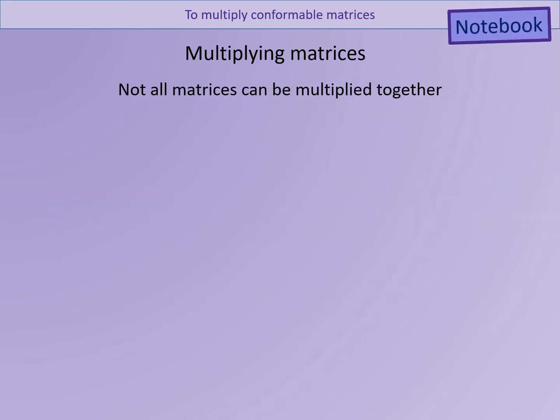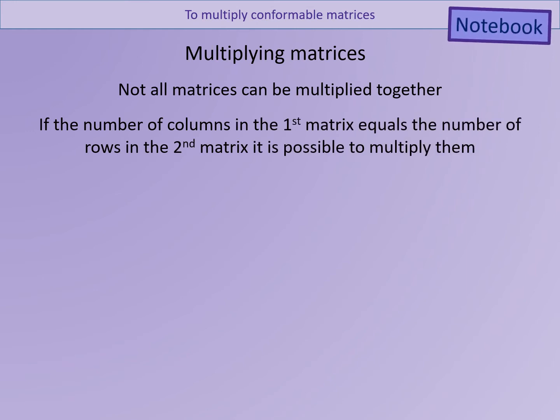Okay, so these are the notes for looking at when we can and can't multiply matrices together, because not all of them can. If the number of columns in the first matrix equals the number of rows in the second matrix, then it is possible to multiply them. So let's have a look at an example.